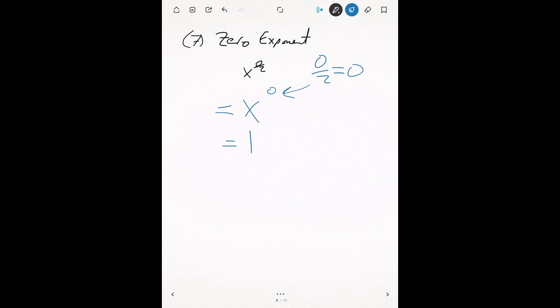Okay, side note, except for 0 to the 0 power. Anything to the 0 power is 1, except if I took 0 to the 0 power. That's a different story. We've explored a little bit in class about that. This could equal a number of things, but for our sake, we're just going to say it's undefined.